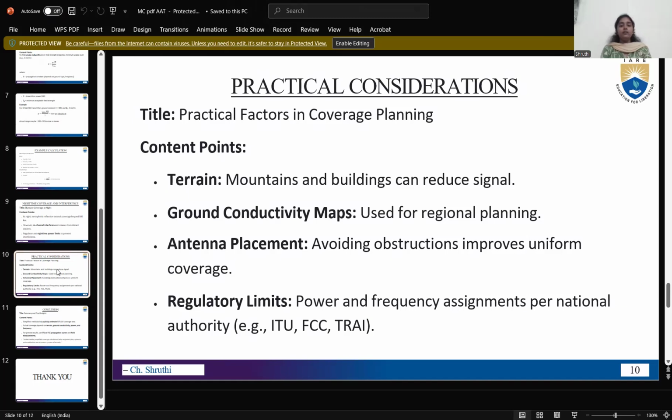The next slide is about the practical considerations. Practical factors in coverage planning. Terrain. Mountains and buildings can reduce signals. And the ground conductivity maps are used for regional planning. Antenna placement. Avoiding obstructions improves uniform coverage. Regulatory limits. Power and frequency assignments by the national authority. For example, ITU, FCC, TRAI.